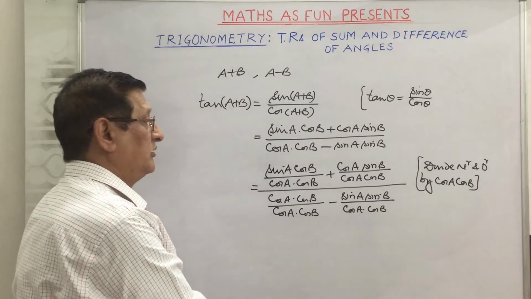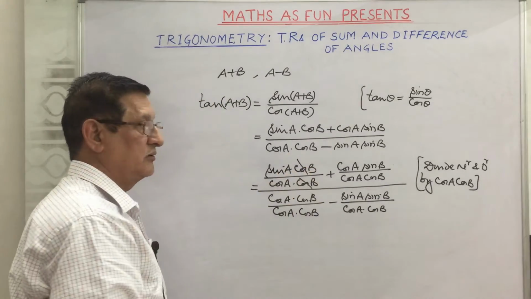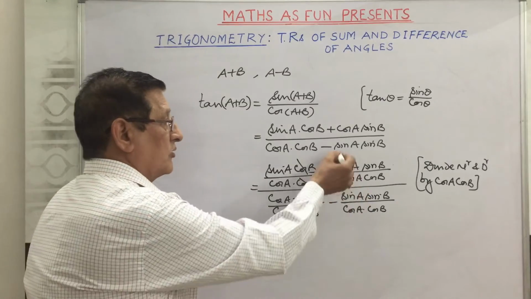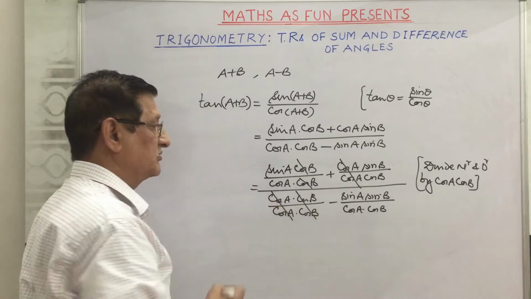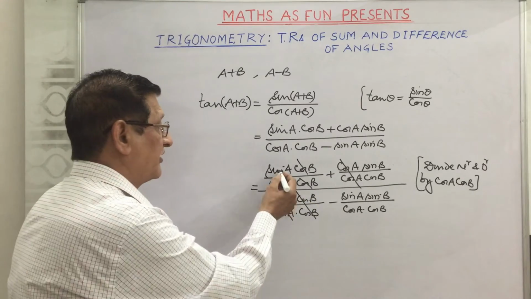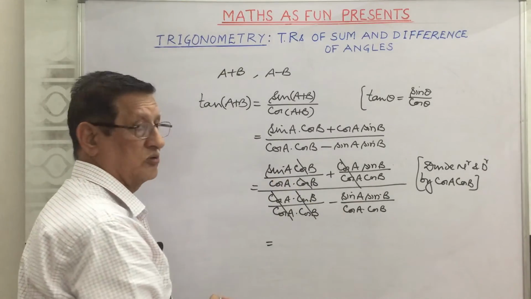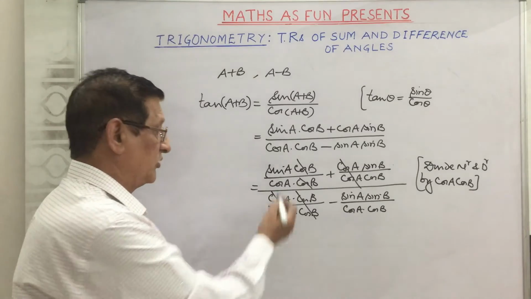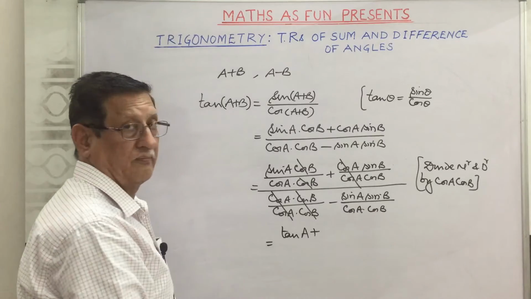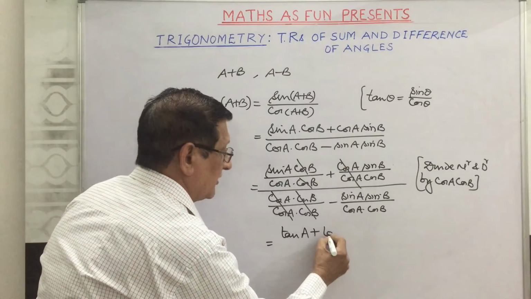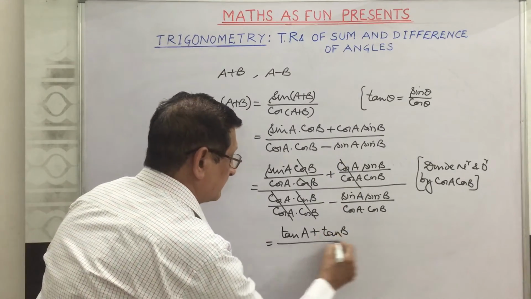We find here that cos B and cos B cancel. Here cos A and cos A cancel. Here both cos A and cos B cancel. And hence we find sin A upon cos A, which we know is tan A, plus sin B upon cos B, which is tan B.